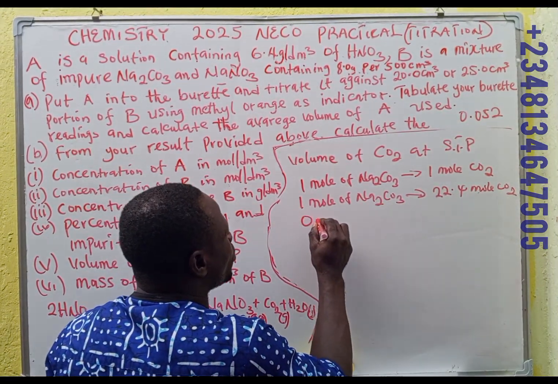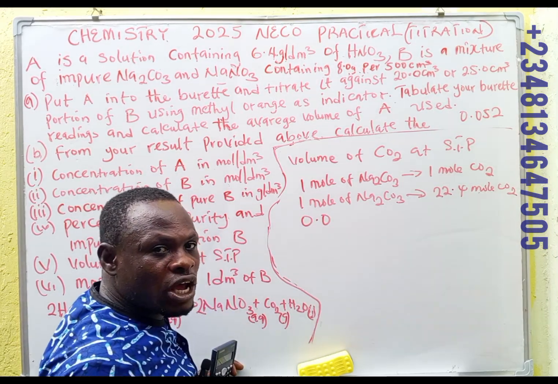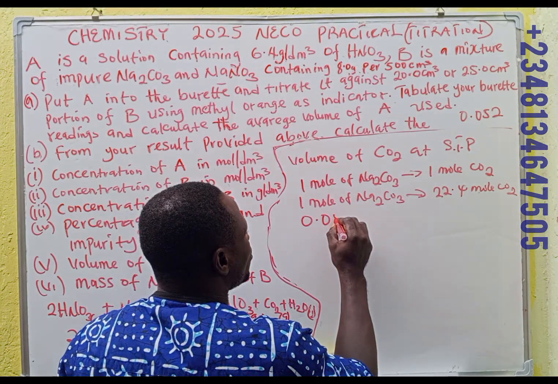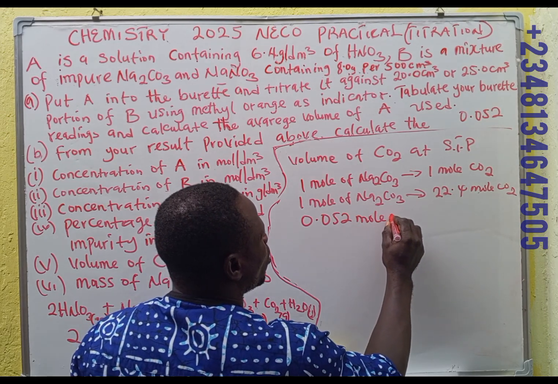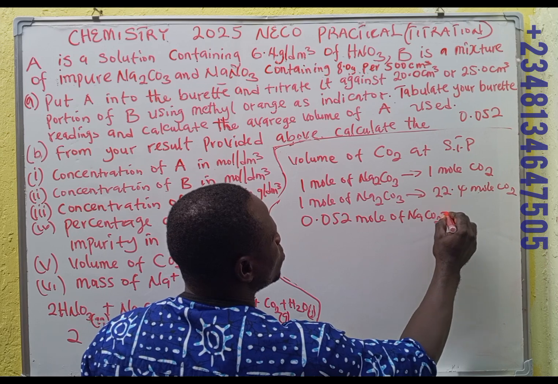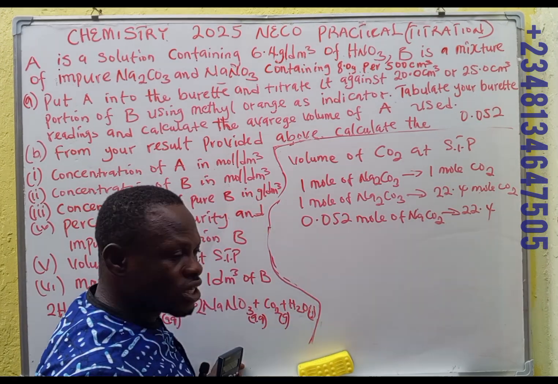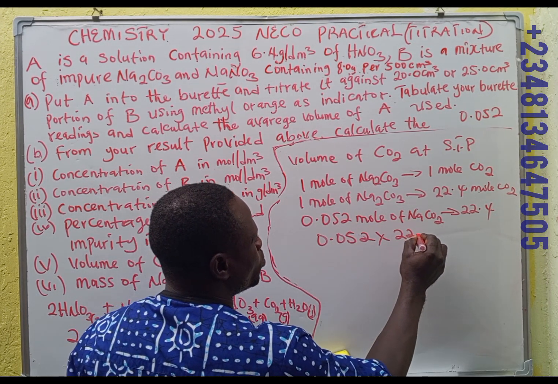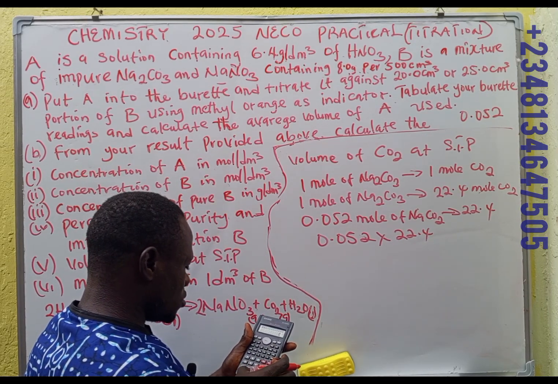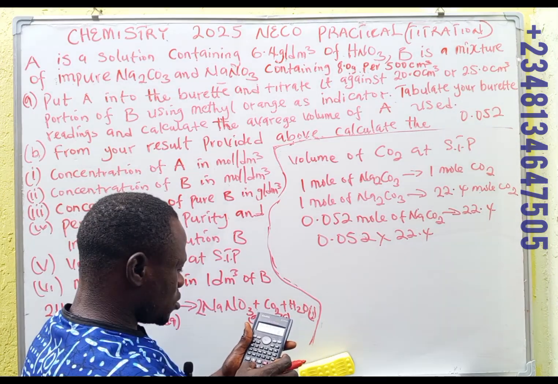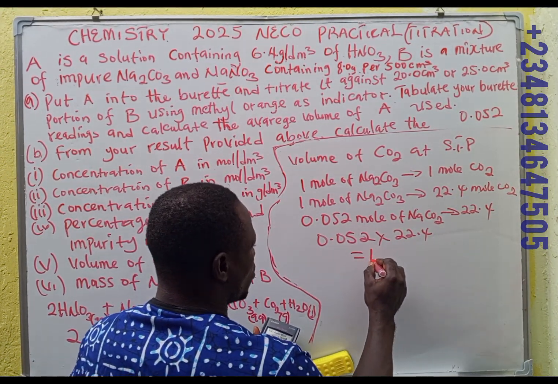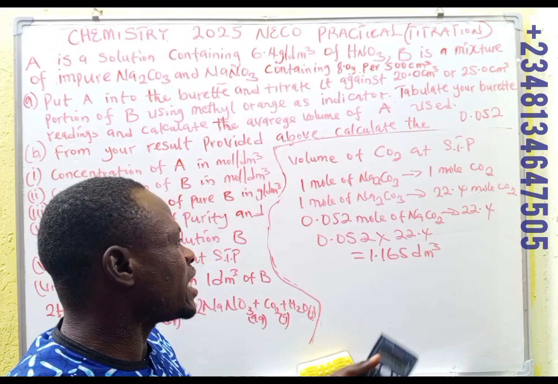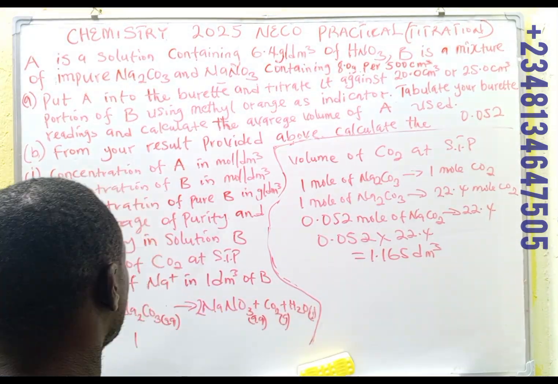Now how many moles of this one? The mole of this one is the molar concentration, the value you have for your molar concentration. That is your CB. We have 0.052 mole of Na2CO3 will give you 22.4. Do you get that? Therefore 0.052 times 22.4, our answer is 1.165 dm cubed. So this is the volume of carbon dioxide at STP. Is that understood? So we now go to the last one.